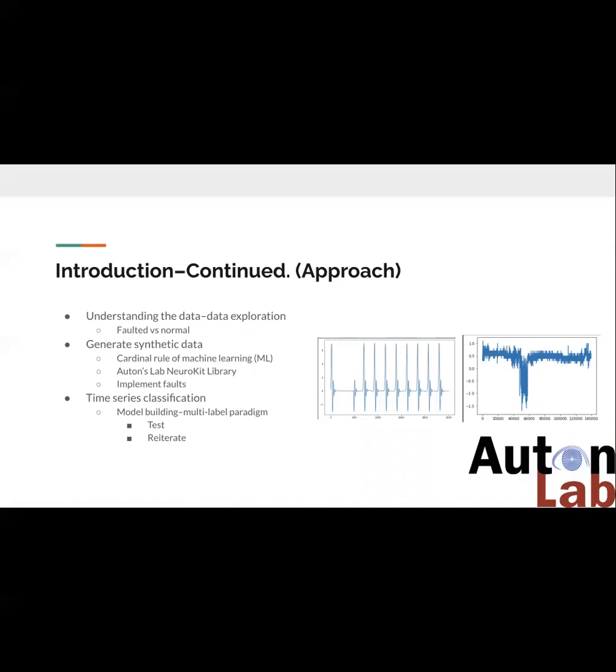Then we generate synthetic data. A cardinal rule in the machine learning pipeline is to test and train on completely different sets. For our training, we choose to generate synthetic data similar to our explored data. This is done with the help of CMU's Auton Lab NeuroKit, an openly sourced software.